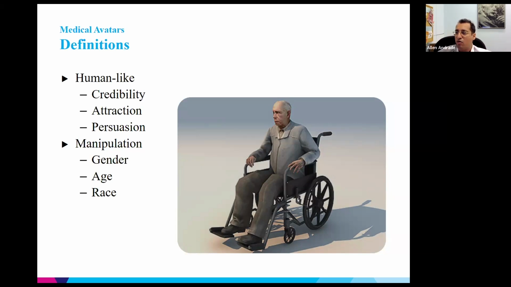And I think even though this concept has been around for some time now, it continues to evolve and generate excitement. So what are medical avatars? Let's throw out some definitions. Medical avatars are digital humans. These human-like avatars lend credibility. People can find them attractive and persuasive. And the nice thing about it is these digital humans can be manipulated in terms of their gender, their age, or their race.